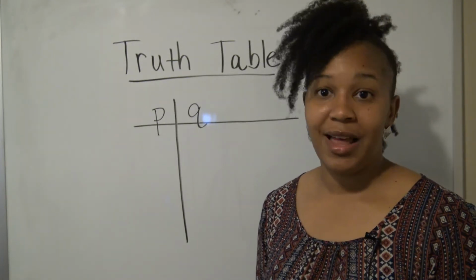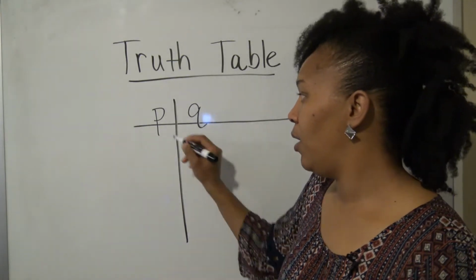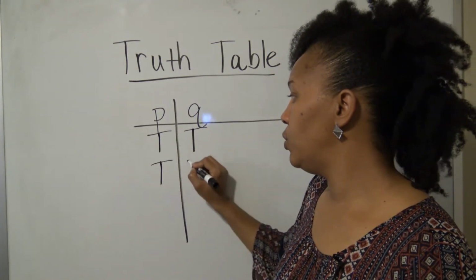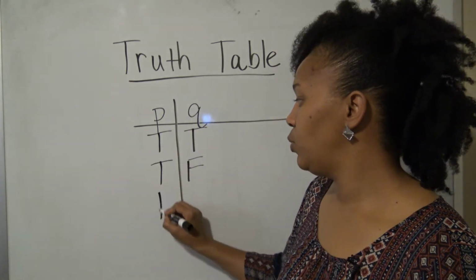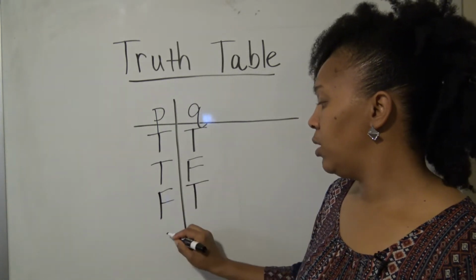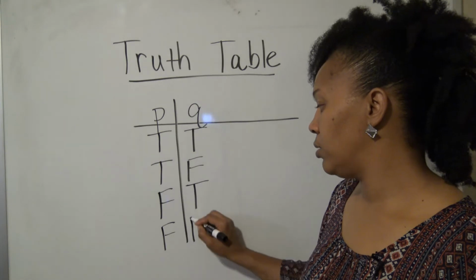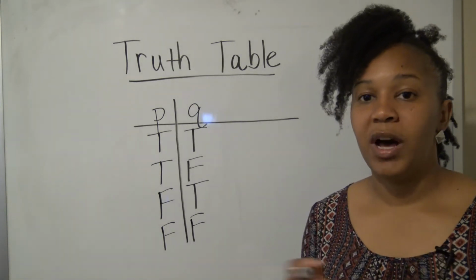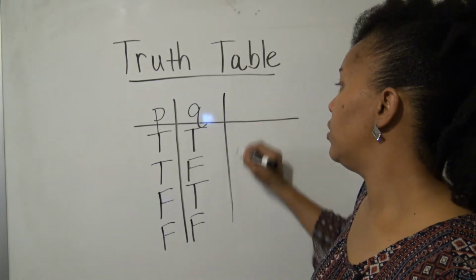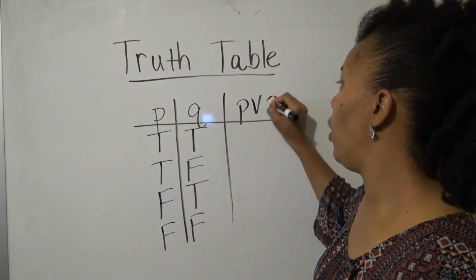And it's going to be just like in the conjunction truth table. They both can be true. The first one can be true and the second one can be false. And then switch those: the first one can be false and the second one can be true. And then they both can be false. So that's all the different possible combinations of how P and Q can be true or false. So now I want to figure out P or Q.